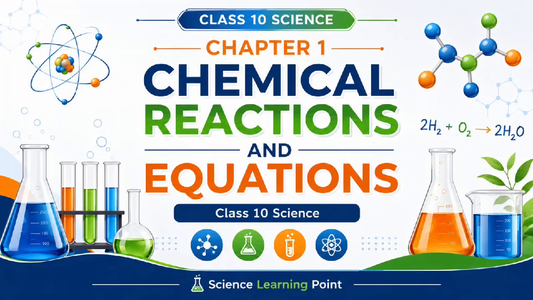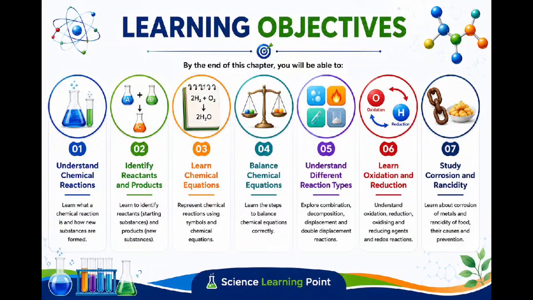Let's move to our learning objectives. Before we start, let's understand what we are going to learn today. Our first objective is to understand what a chemical reaction is. A chemical reaction is a process in which one or more substances change into new substances with different properties. Next we will learn about reactants and products. Reactants are the substances we start with and products are the new substances formed after the reaction.